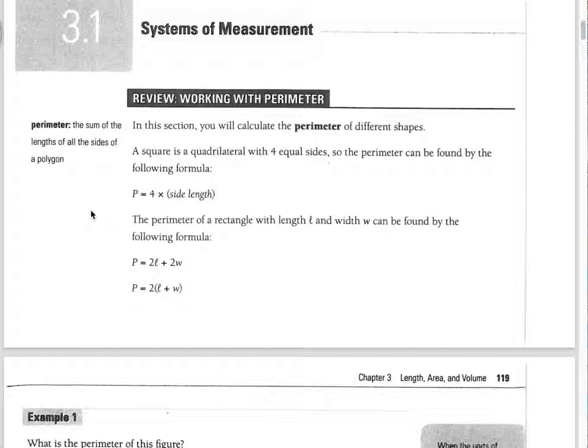So typically, if we have a quadrilateral with 4 equal sides, the perimeter can be found, if they're all equal sides, just by taking one side and multiplying it by 4. If it's a rectangle, for example, the length and width are different, so the perimeter is 2 times the length plus 2 times the width. This can be factored if you like: 2 times length plus width.